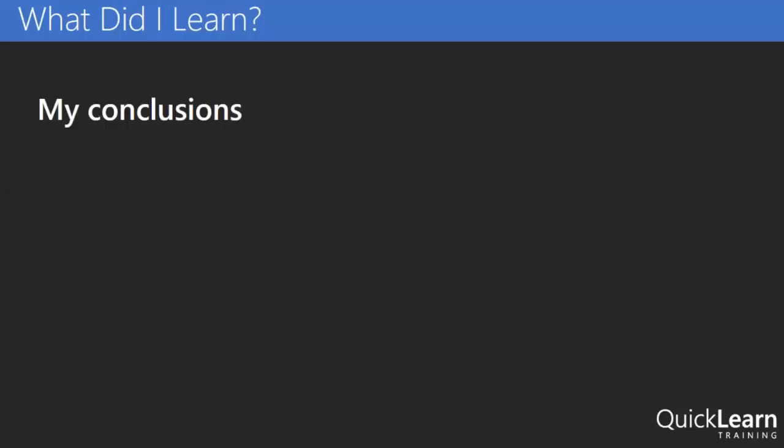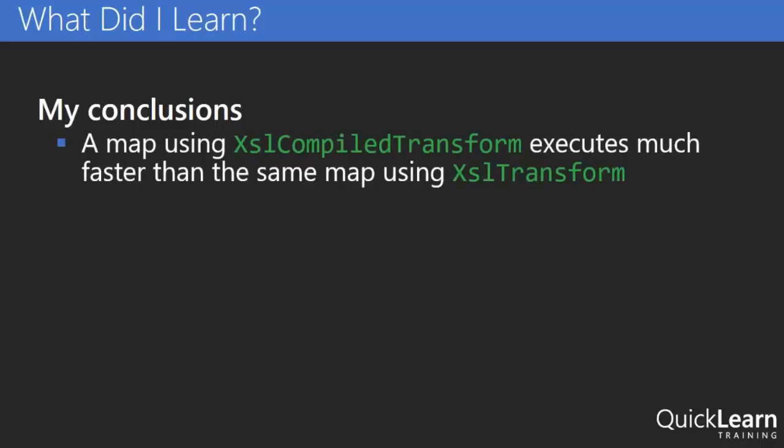Kind of wrapping all of this up, my conclusions. What did I learn? What can I definitively say based on my experiences here? Well, number one, the numbers prove it: XslCompiledTransform is going to execute faster than the XslTransform, especially after that initial load. I will say that the first execution is slower for the compiled transform, but it's subsequent executions where we start to see those performance gains.